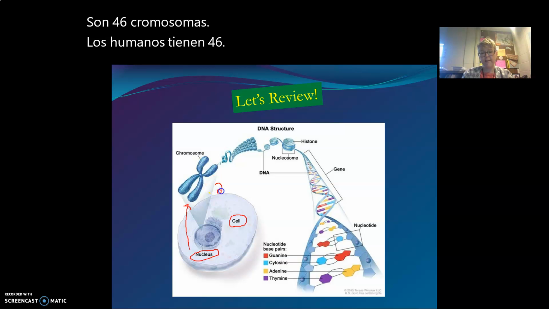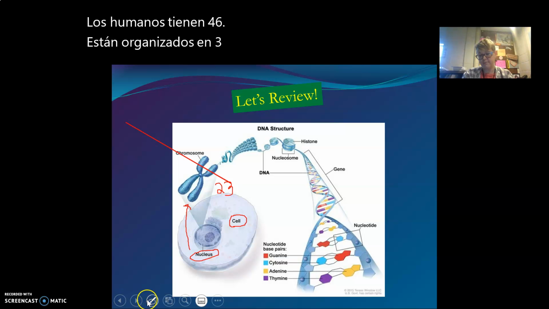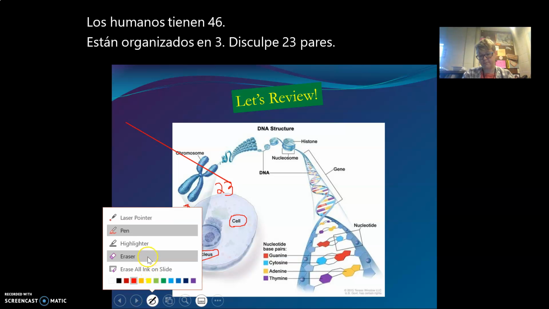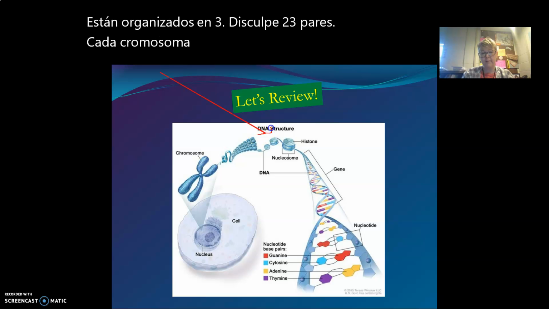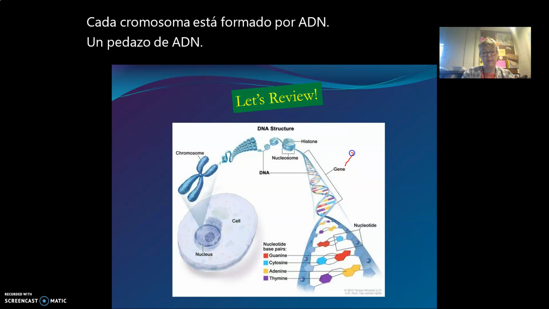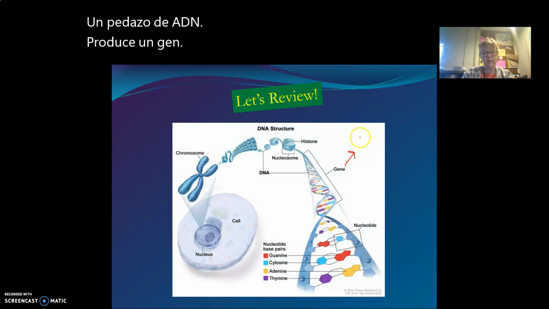They are organized into 23 pairs. Each chromosome is made up of DNA. A piece of DNA makes a gene, and genes give us our traits. For example, hair color.